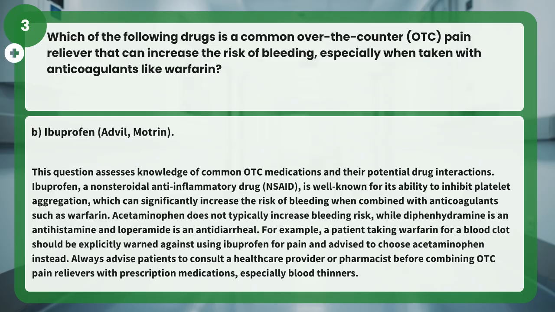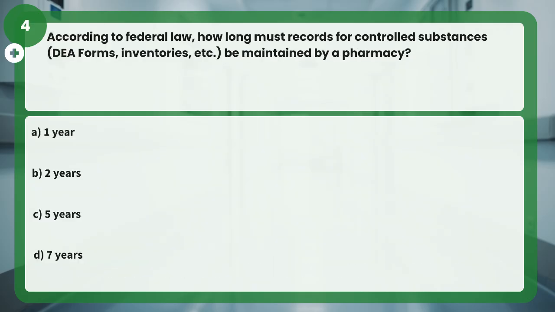For example, a patient taking warfarin for a blood clot should be explicitly warned against using ibuprofen for pain and advised to choose acetaminophen instead. Always advise patients to consult a healthcare provider or a pharmacist before combining OTC pain relievers with prescription medications, especially blood thinners.